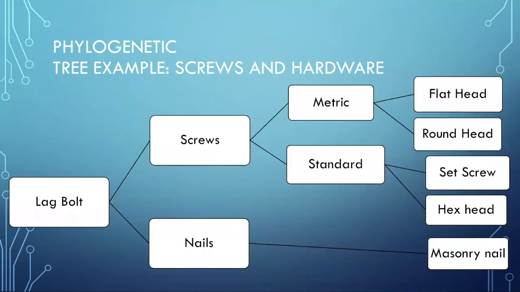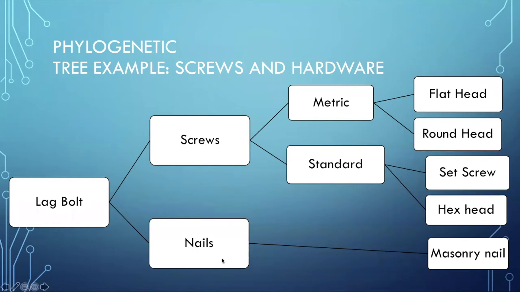So for our example, we are looking at screws and hardware. This is the lag bolt, full threading on a bolt. And so then it goes off into screws and nails. And this was the divergence of the screws then had flat bottoms, whereas the nails had pointed bottoms to help them go into wood or brick.